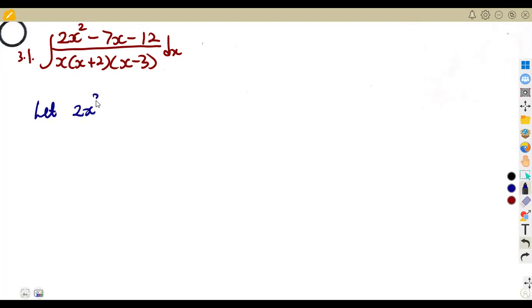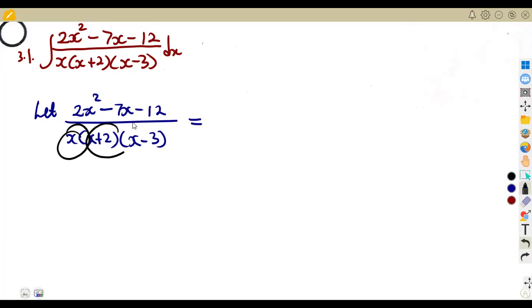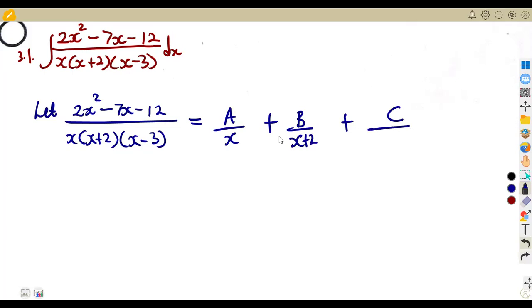We're going to let our expression (2x squared minus 7x minus 12) over x times (x plus 2) times (x minus 3) be equal to these linear factors. So we shall have A over the first linear bracket, which is x, plus B over x plus 2, plus C over x minus 3. Like I said, this one was straightforward. Already they factorized this for us.